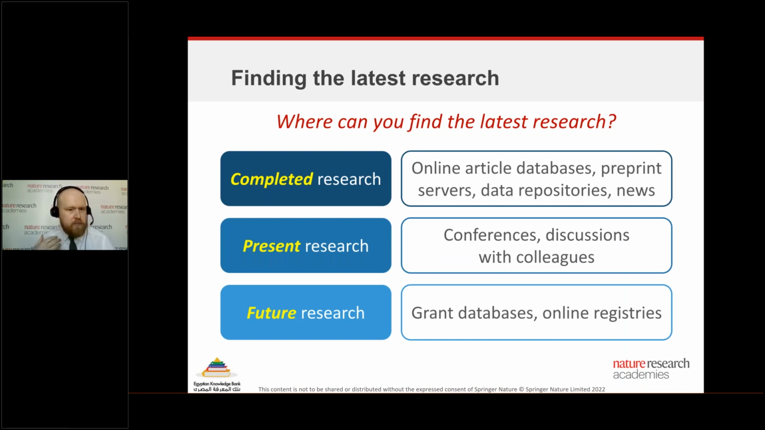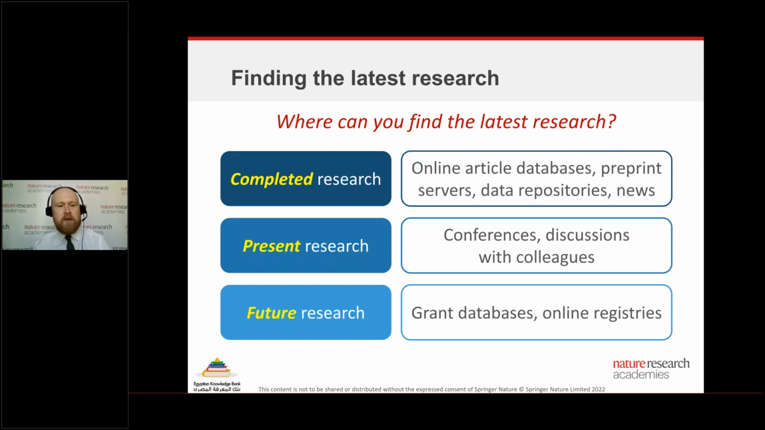Yes, completed research, we may want to look on article databases such as PubMed, Web of Science, but don't forget preprint servers are a great way indeed to keep up to date in your research field. Data repositories can be a useful way to establish what kind of data are being published, but also news articles. You may want to read the news, the science sections of certain news outlets. It can be a great way to learn about completed research.